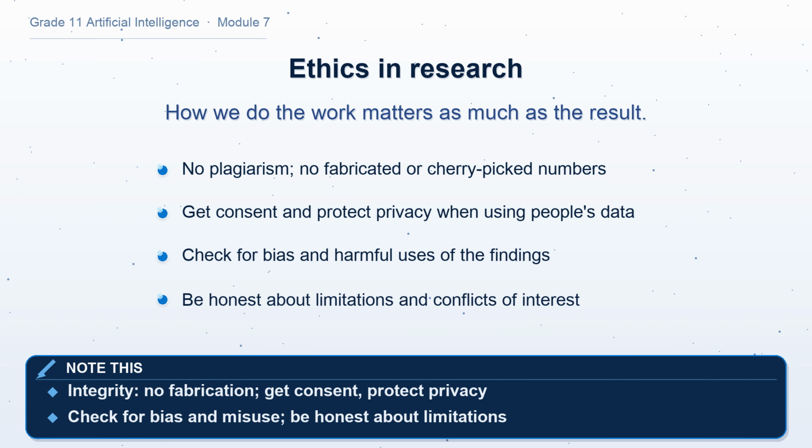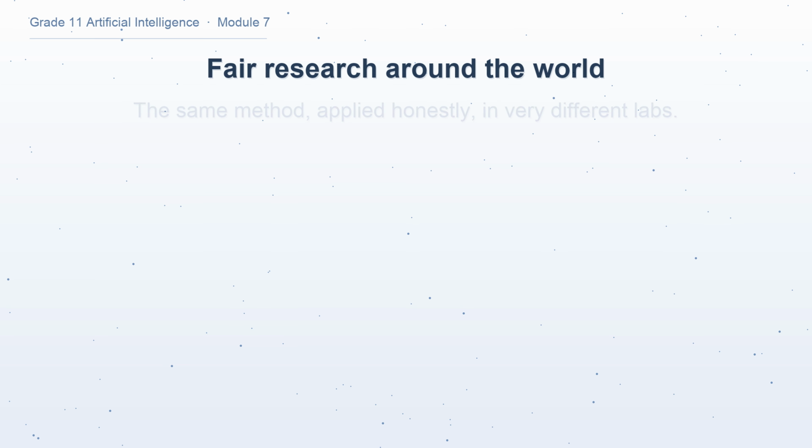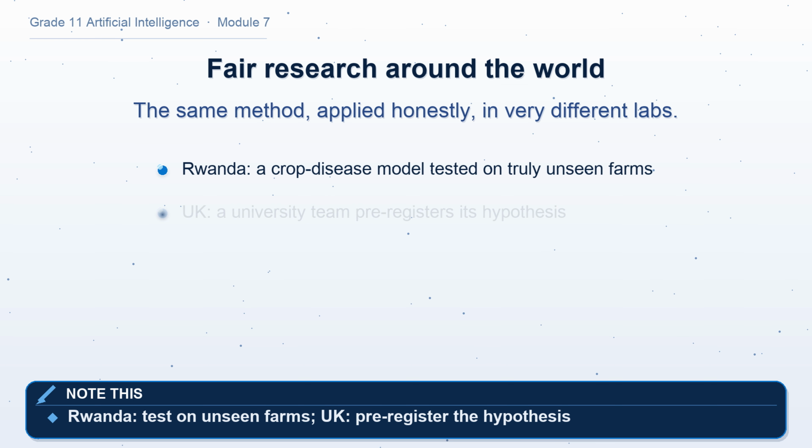Let's see fair method at work around the world. Good method looks the same everywhere, even when the labs look very different. In Rwanda, a crop disease model is tested on photographs from farms it never saw in training, so the score reflects the real world. At a university in the United Kingdom, a team registers its hypothesis before running anything, so it cannot quietly change the goal afterward.